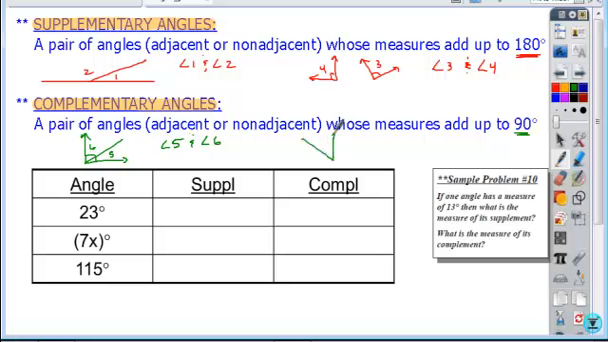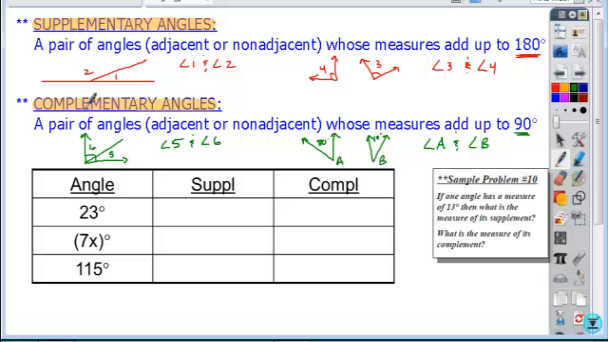And then they could also just be non-adjacent angles. So you could have an angle like 80 degrees and 10 degrees. If these two angles, let's call them A and B, were identified, those also would be considered complementary angles. Okay, so the easiest thing to think about is if you're given a specific angle, finding the supplement and complement.